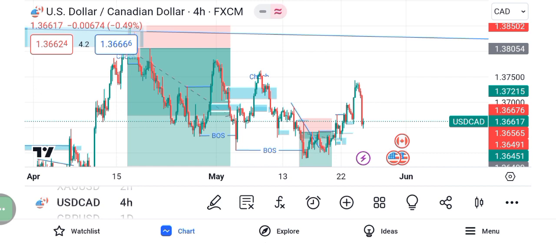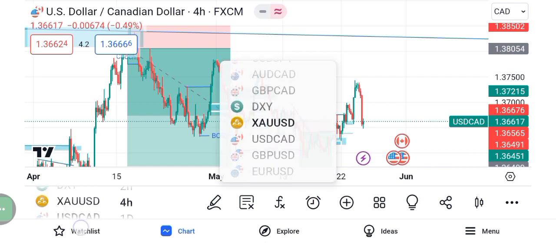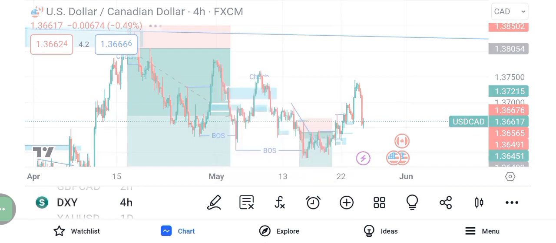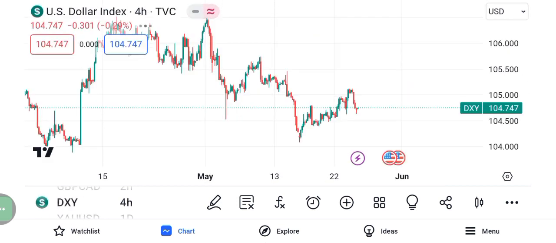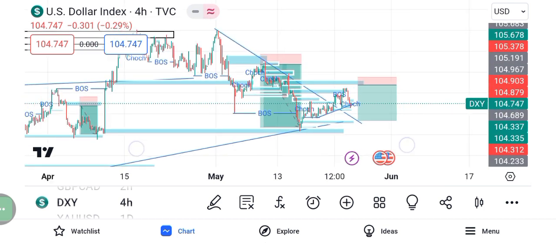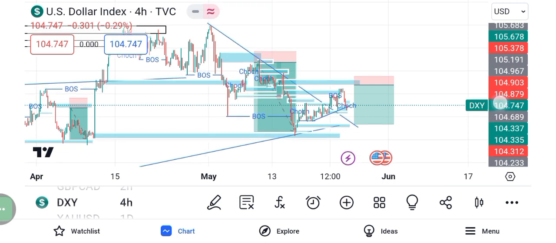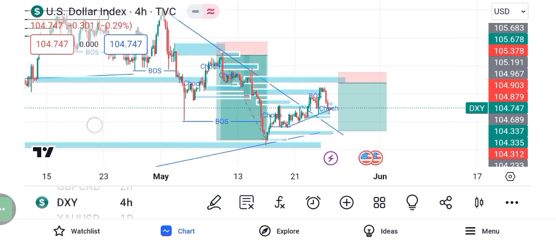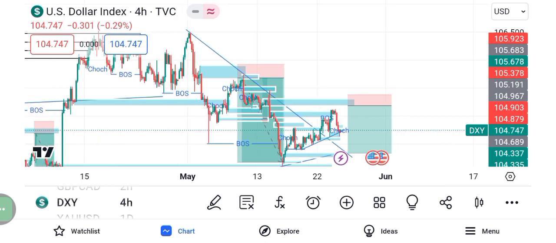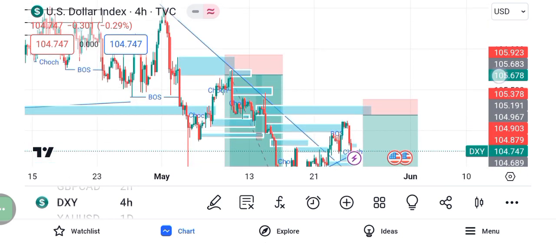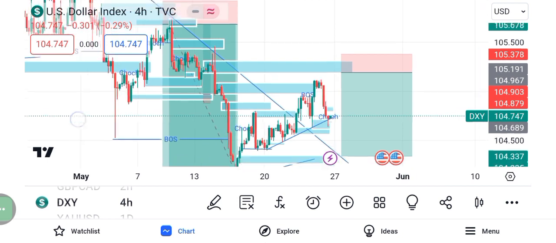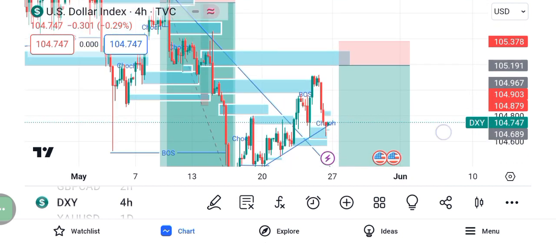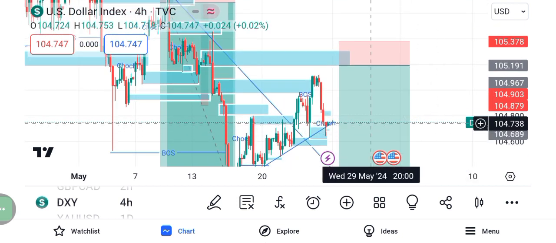Before I look at these pairs, let's take a look at DXY and see what it is doing. As we know, DXY is the dollar index. It shows us the strength of the dollar, so from the DXY I can take my bias on other currency pairs. As you can see, the DXY is trending downward, but I'm expecting DXY to give me a retracement.